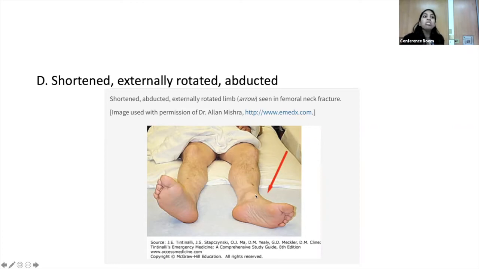The mechanism certainly could be a hip dislocation. So what would you guys see if you had a hip dislocation on exam? You would see shortening, internal rotation, and adduction, whereas in this picture, we can see this is abducted, externally rotated and shortened.